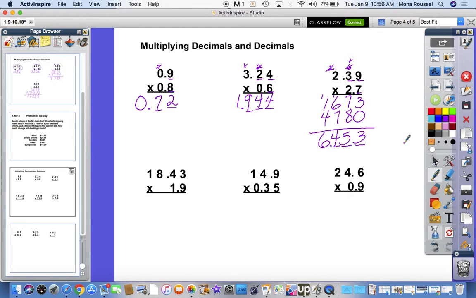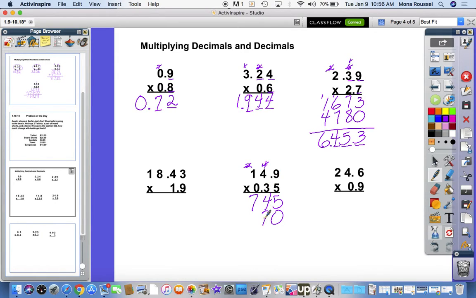We're going to go ahead and skip down to this one. And we're going to multiply 14 and 9 tenths times 35 thousandths. So we multiply first by the 5. 5 times 9, and then 5 times 4, and we add in the 4 that we carried, and 5 times 1 plus the 2. Before we multiply by the 3, since it's in a place value column that's 10 times greater than hundredths, we're going to put the 0.